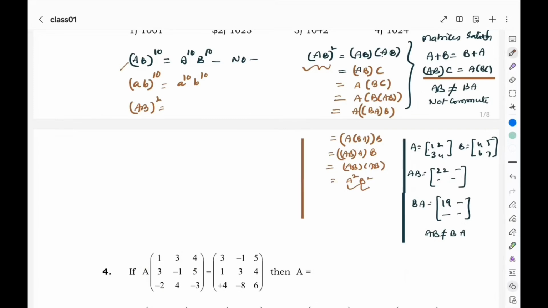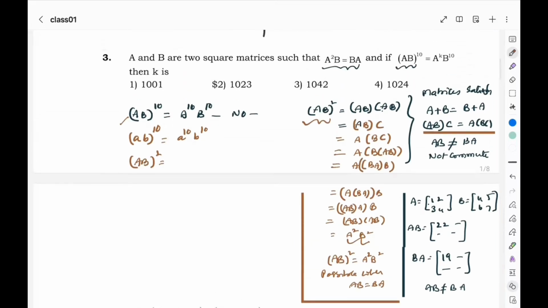So this result I proved only when AB whole square is A square B square, possible when AB equals BA. This is in no way connected with the problem. Why I gave such an example for you is that you cannot apply number rules for matrices. So let us see how we have to proceed.